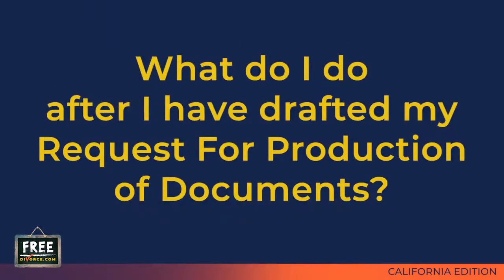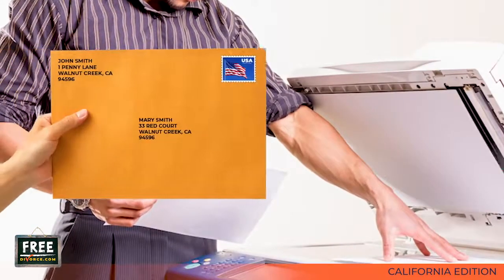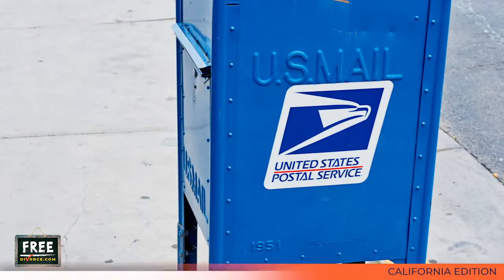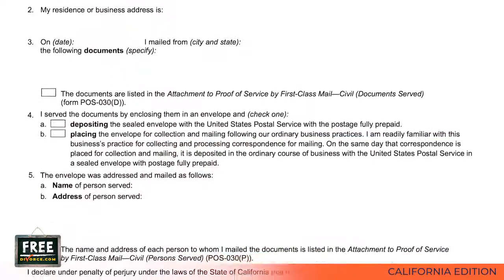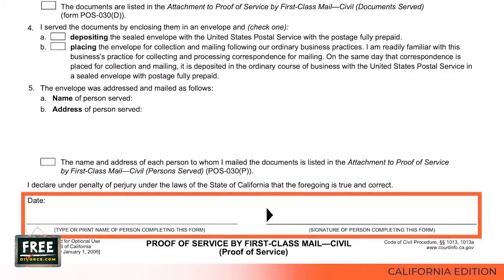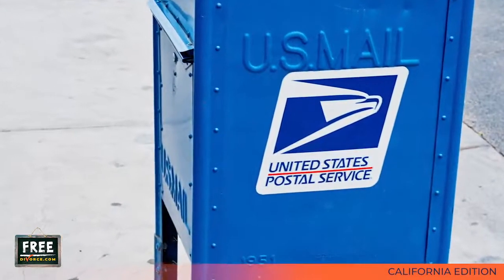What do I do after I've drafted my request for production of documents? After you have drafted your request for production of documents, make a copy. You will have a friend that is over 18 years old put the request for production of documents in the mail to your spouse. You will then complete the proof of service by first-class mail, which is POS-030. Fill out as much of the POS-030 as you can, and then have your friend date and sign the form. Make sure your friend dates and signs the POS-030 before the request for production is put in the mail to your spouse.